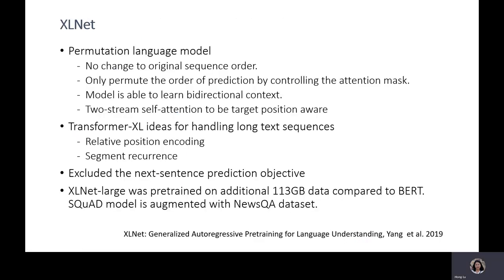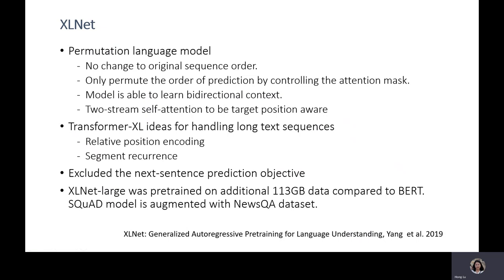I'm going to briefly touch on XLNet. So XLNet proposed the permutation language model as an alternative to the BERT masked language model, and it did outperform the original BERT model when it first came out. The permutation language model is an autoregressive model, as the paper name suggested. And the key innovation here is, instead of predicting the tokens in the sentence one by one, they permute the order of the predicted tokens by controlling the attention mask.